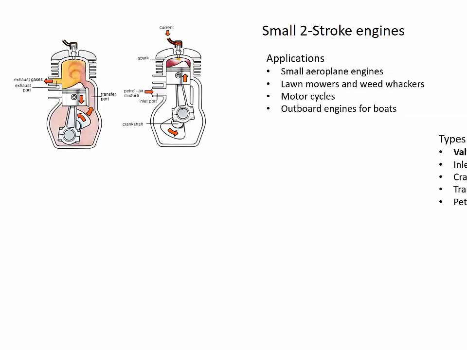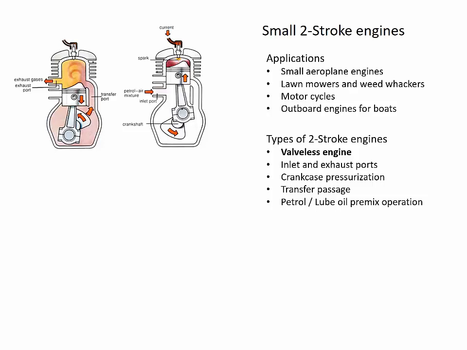Small two-stroke engines for general use, petrol engines and diesel engines, variety of applications. These can be used in small aeroplane model engines, lawn mowers or weed whackers or tree cutting chainsaws, two-stroke engines in motorcycles, outboard engines for boats. So they have quite a variety of application.